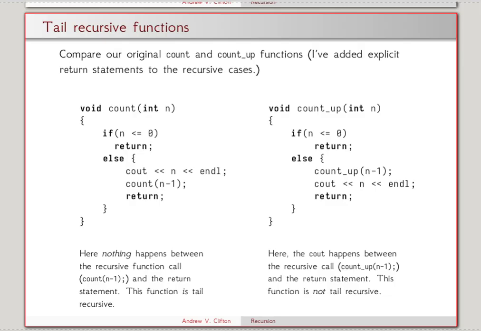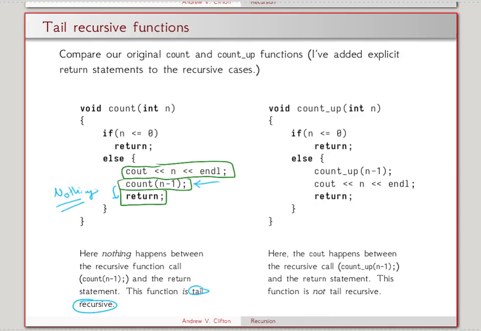So if we compare our original count and count up functions, which one is tail recursive? In this one, we print n, then we do the recursive function call, and then the function returns. I've added an explicit return statement to mark where the function returns. There's nothing that happens between the recursive function call and the point where the function returns. That means count is tail recursive. It just goes down. All the printing happens on the way down. On the way up, all we did was return.